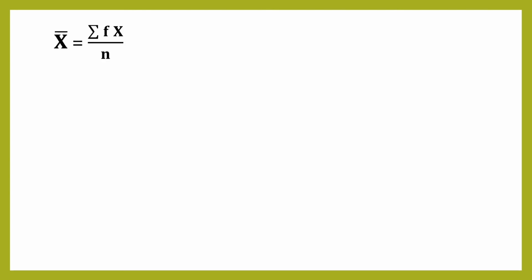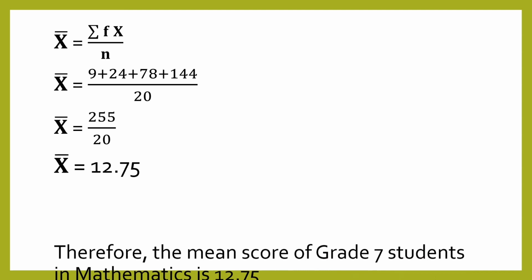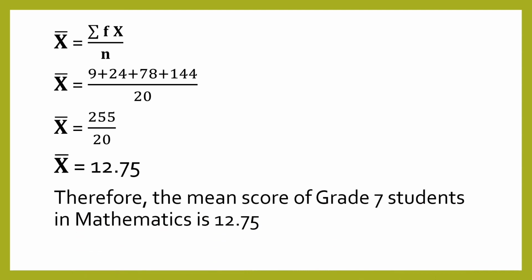Now moving on, to solve for the mean of group data using the formula x bar is equal to summation fx over n, we have 255 over 20, which is 12.75. Therefore, the mean score of grade 7 students in mathematics is 12.75.